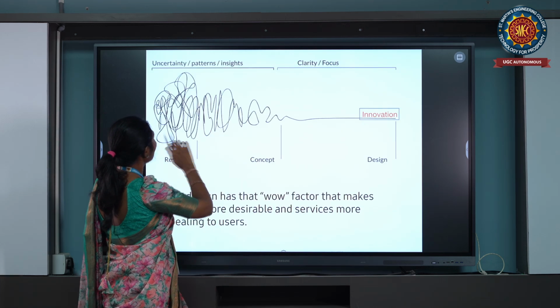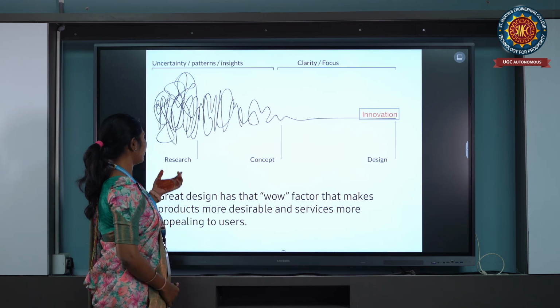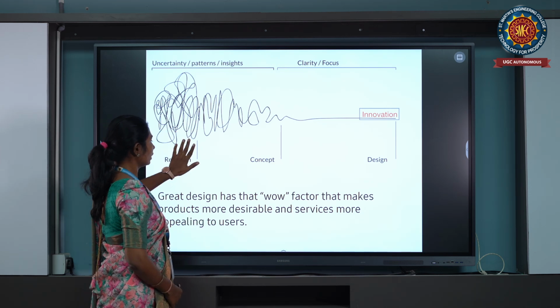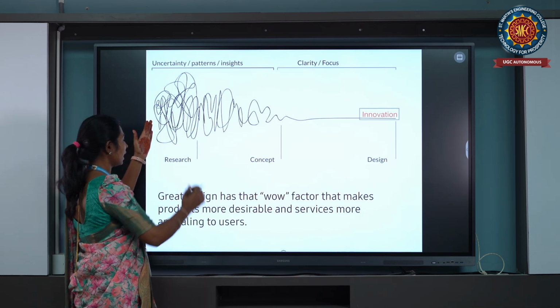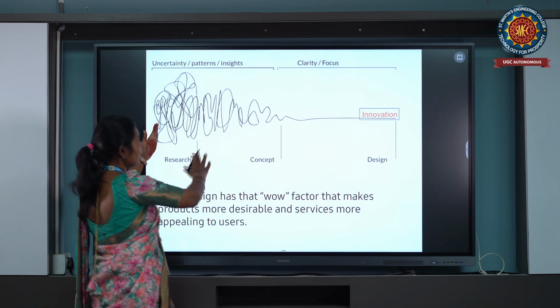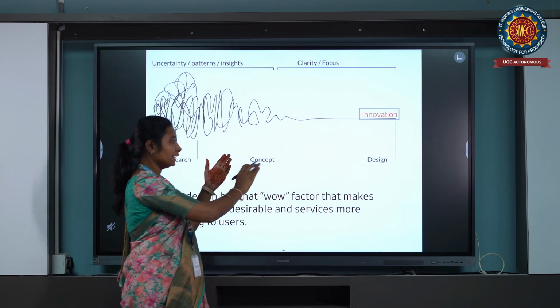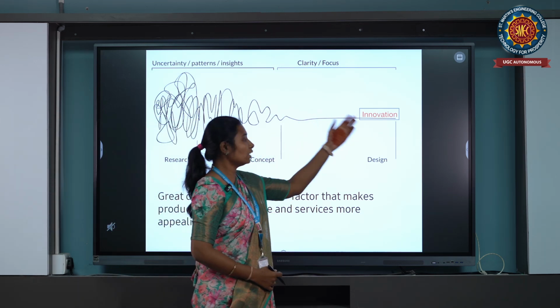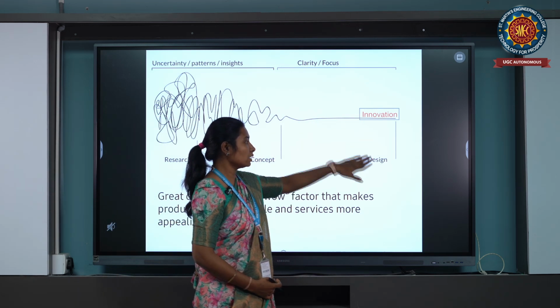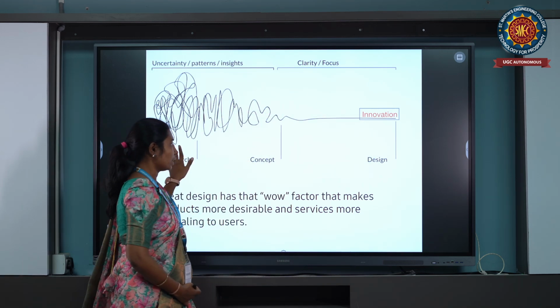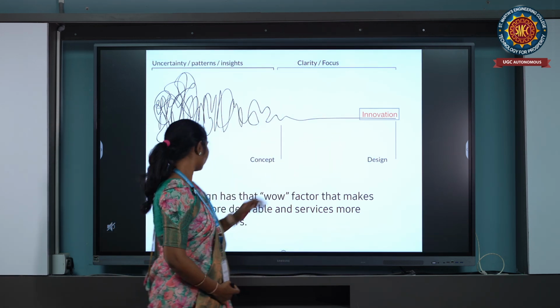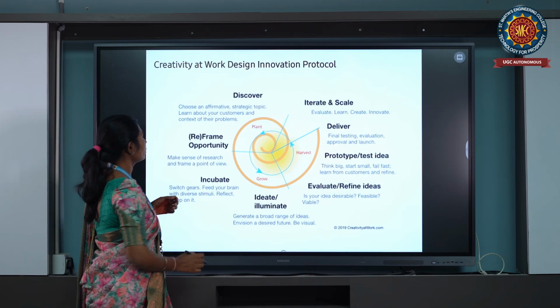Here, first we are taking the requirements from the customer, and that research will be in a clumsy way. Finally, when we come to the concept, that will be in a linear way, and after that we are designing our product based on the customer requirements. We have a conclusion here for the customer requirements.